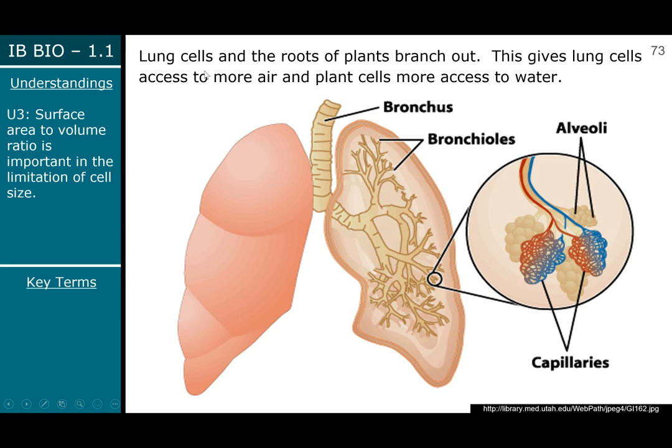Lung cells and the roots of plants form branches, and that gives them more surface area. It gives the lung cells more access to air, and the plant cells more access to water. You can think of it this way.